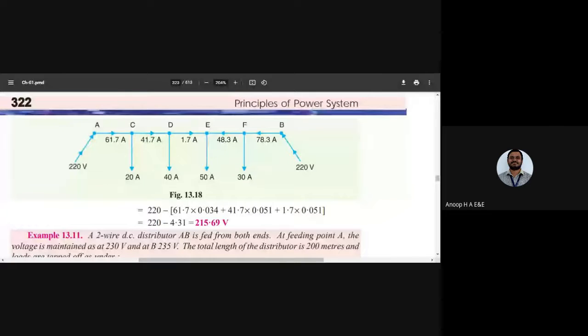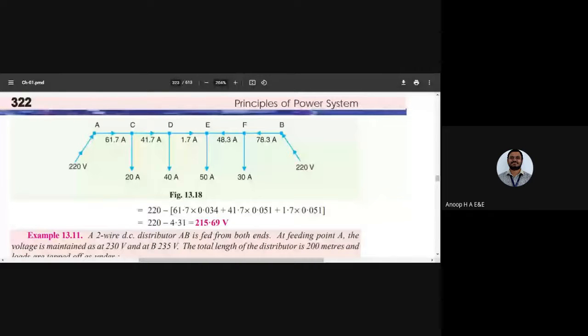So if you get the minimum potential point, that would be three sections' voltage drop that you need to take. So AC, CD, and DE. If you find out the potential drop in all the three sections and subtract it from 220, you will be getting 215.69. So that is the answer you are going to get there.